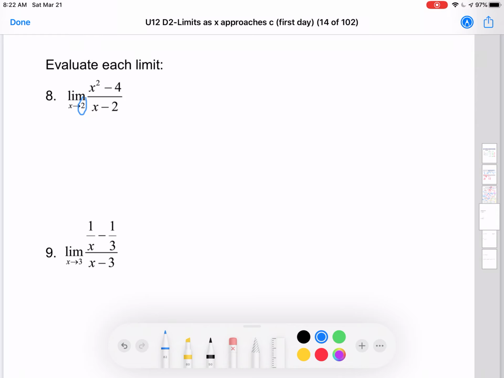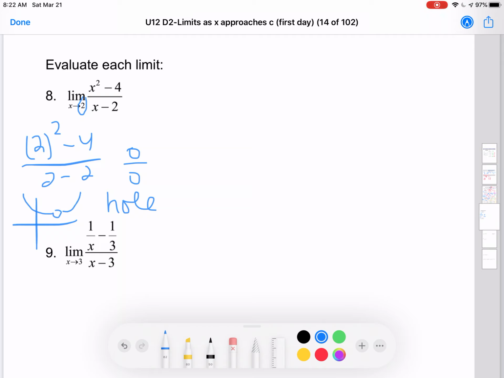Okay, so let's plug in 2. So 2 squared minus 4 over 2 minus 2. So there it is again, 0 over 0. That means that there's a hole. But just because there's a hole doesn't mean that a limit doesn't exist. Again, like I showed you before, you could have something like this, and just because there's a hole doesn't mean that the limit doesn't exist when I approach from both sides.